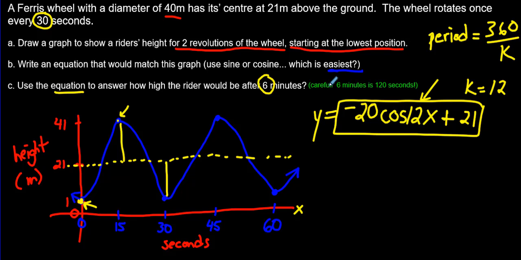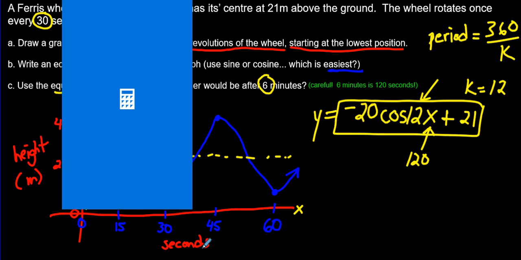The mistake I made is right here in green. Careful. 6 minutes is really 120 seconds. So I'm going to use my calculator and put 120 where the x is, because this curve here is assuming that we're talking about seconds, and that's why the 12 there also assumes that we're talking about seconds. So we needed to use seconds here.